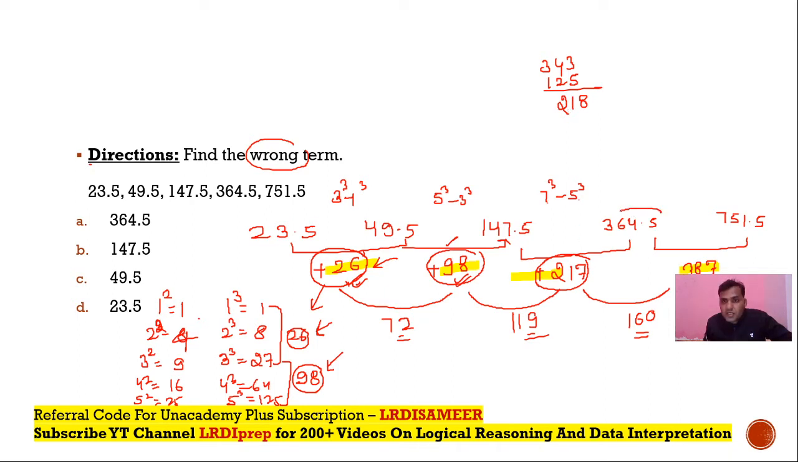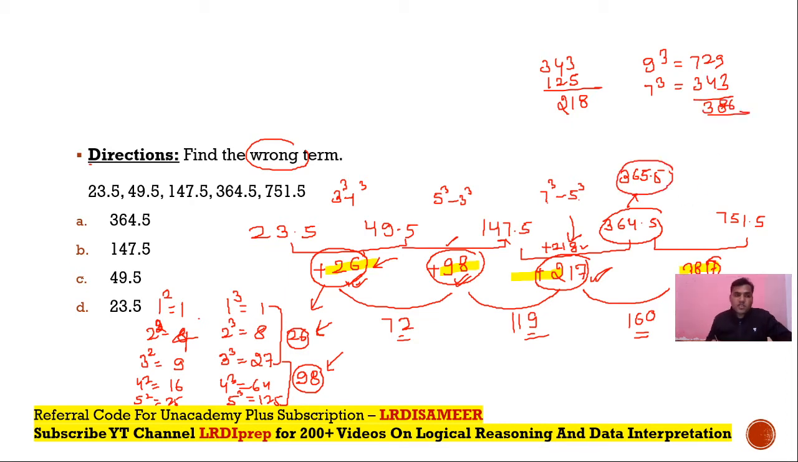So therefore the wrong term in the series is 217, because here you need the value as 218, but this value is 217. So this value should be replaced by 218, and then this number will become 386, which should be the difference of 9 cube and 7 cube. Let's cross check it. 9 cube is 729, and 7 cube is 343, which is a difference of 386. So that means 217 is the wrong term in the series. So A is the answer to the question.